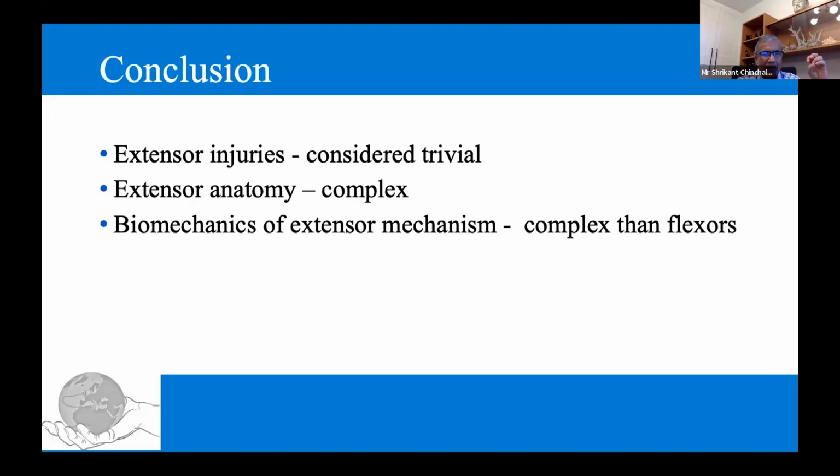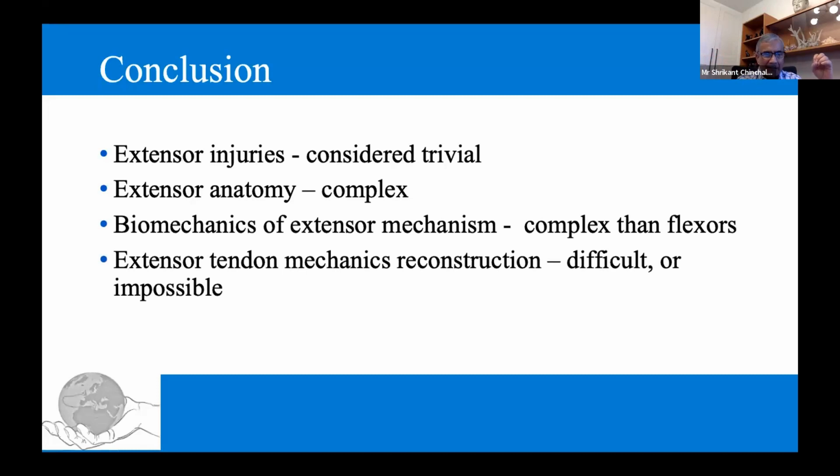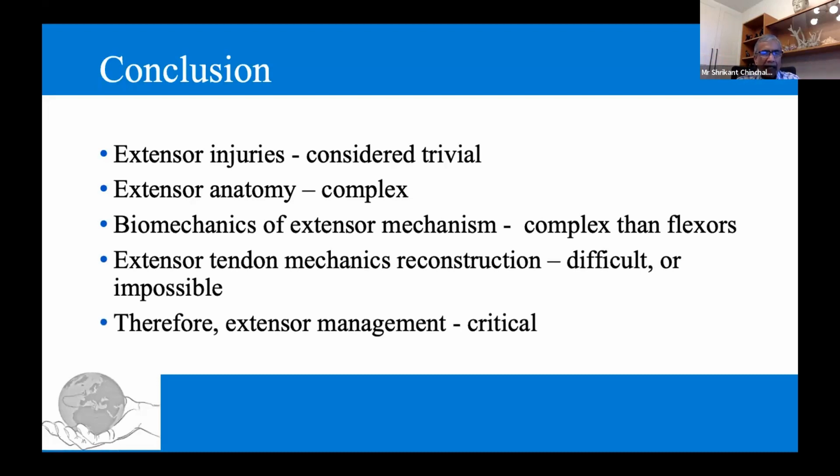The biomechanics of the extensor tendon or extensor mechanism is much more complex than flexors, and extensor tendon mechanics reconstruction is difficult, if not impossible. So therefore, in management, we cannot generalize and say that one particular management fits all, because it doesn't, because excursion of the tendons differs, and the interference of different structures is definitely different in different regions. So therefore, extensor tendon management must be specific to the location of injury, type of injury and type of surgery these patients have had.